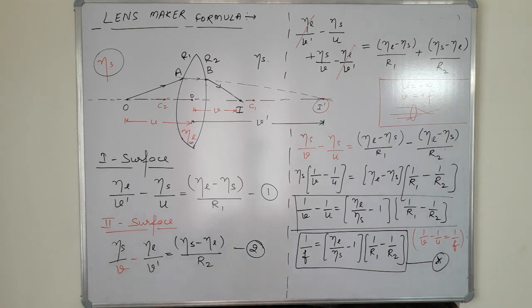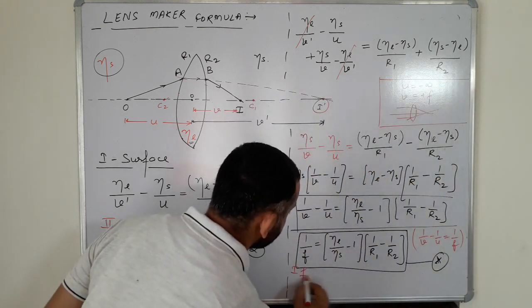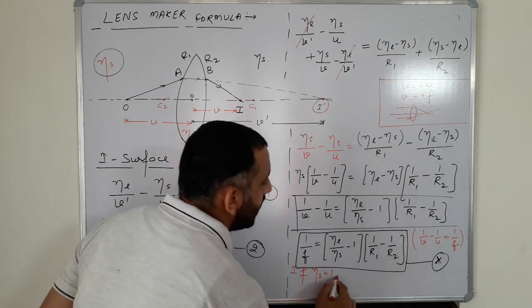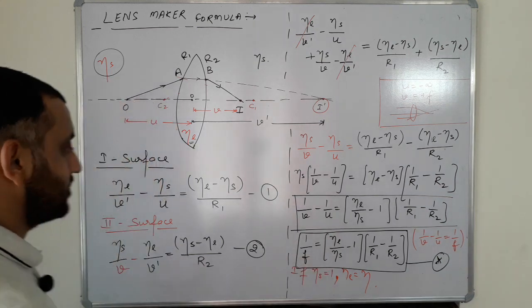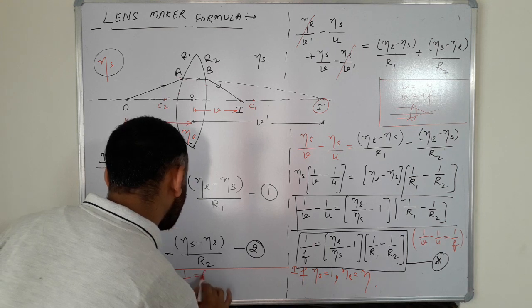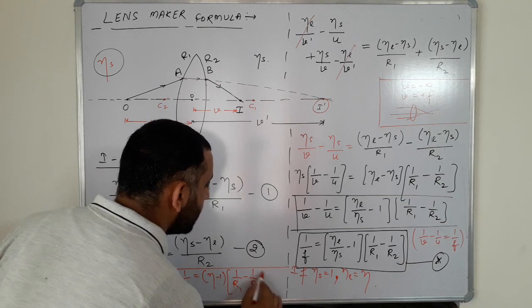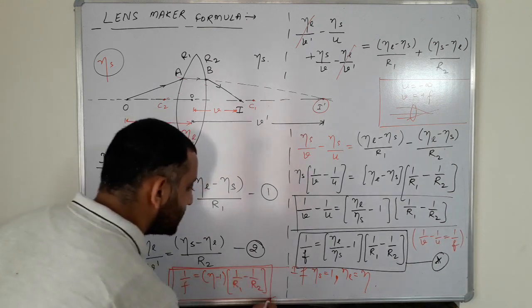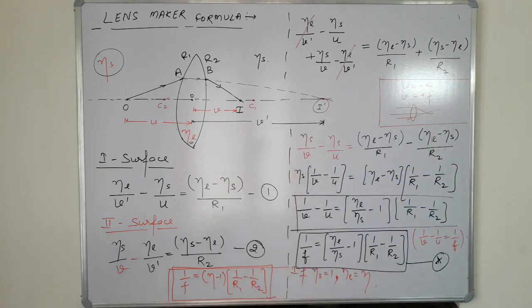Okay, we can discuss some special case also. What special case? That if neta surrounding is 1 and neta lens is neta, then this expression gets converted to 1 by F is equal to neta minus 1, times 1 by R1 minus 1 by R2. This is basically what? This is the lens maker's formula. This one is called the lens maker's formula.